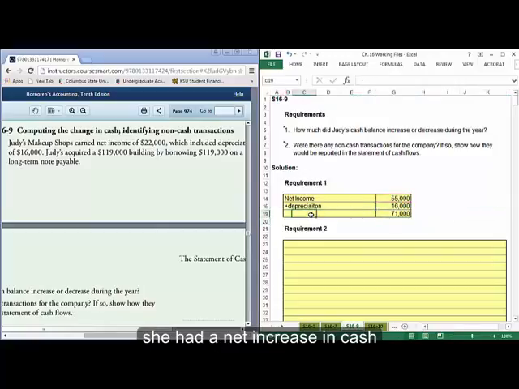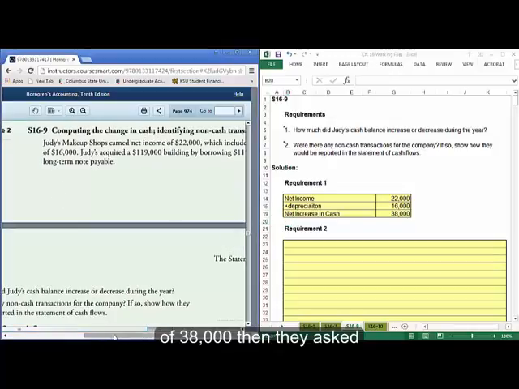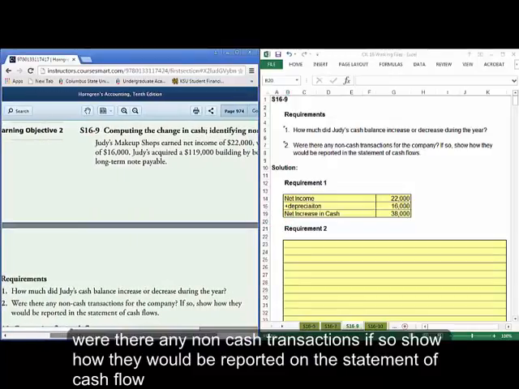So she had a net increase in cash. Where did that net income come from? That's $22,000. Of $38,000.